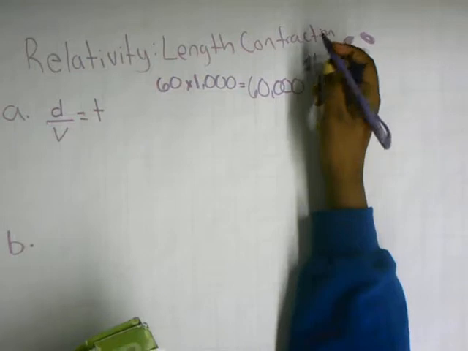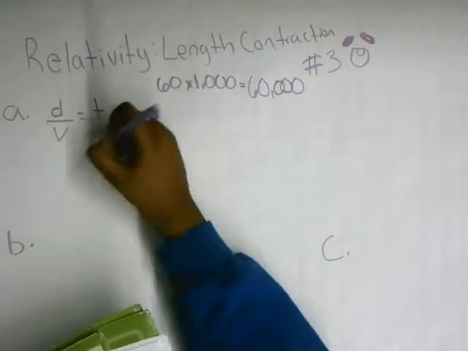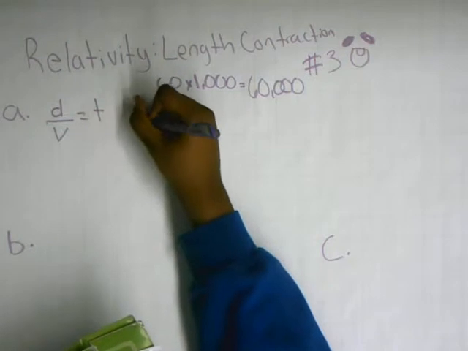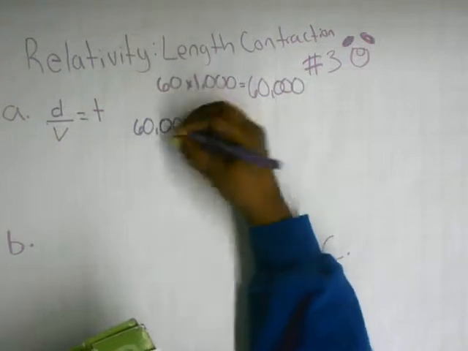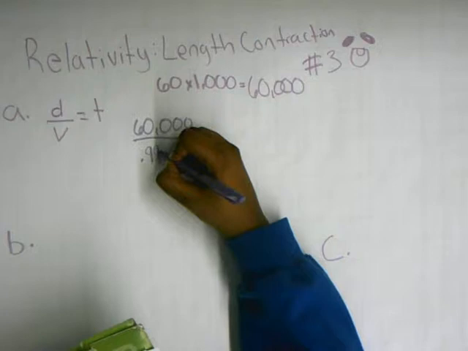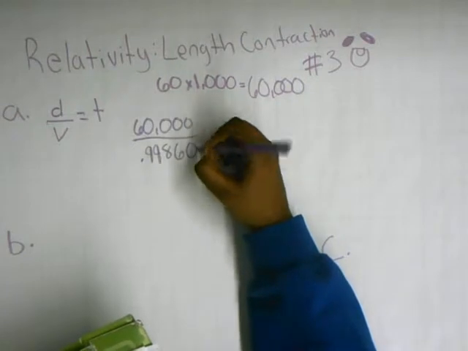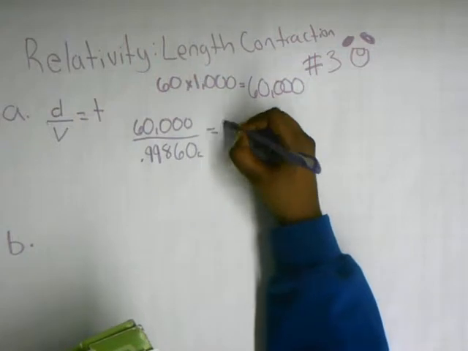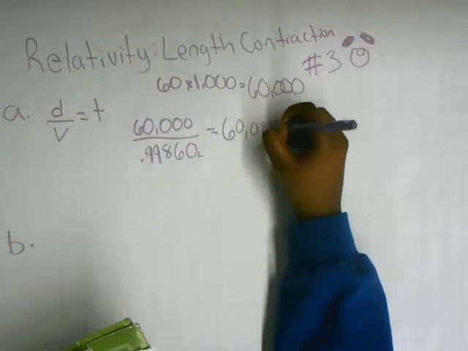And then you just plug it in for the next part of the equation: 60,000 over 0.99860 c. And when you divide that, you get 60,084.12, and that equals t.